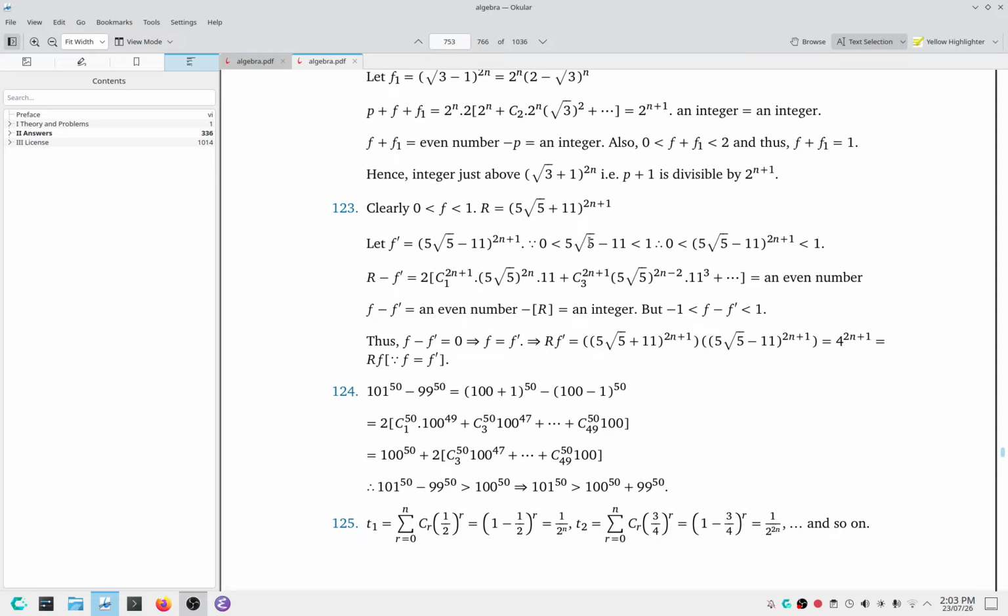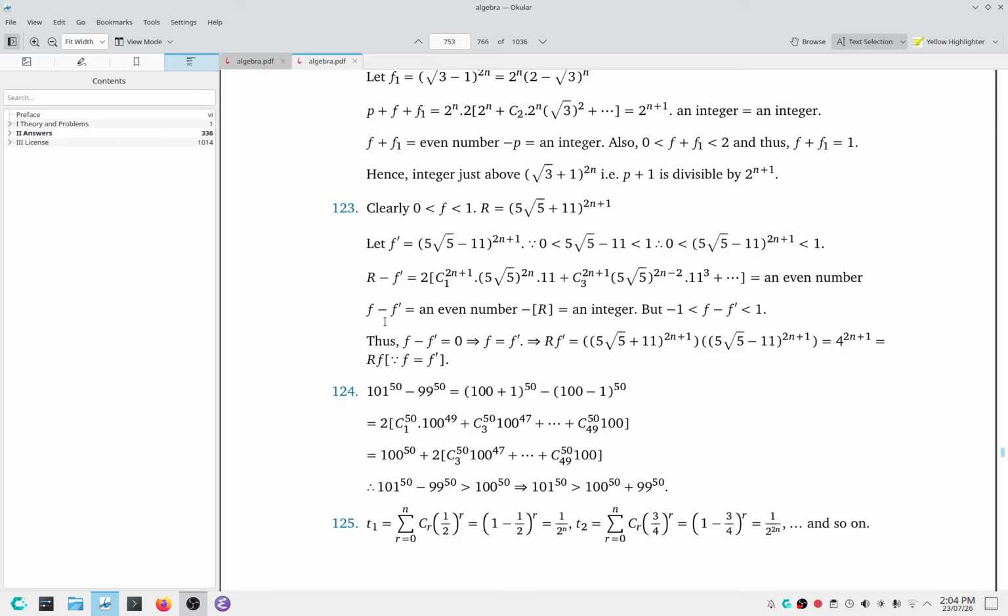So what will you get? You will get 5 fives are 25, 5 twenty-fives are 125, minus 121, that is 4 in the numerator, and the denominator would be 5 root 5 plus 11. So clearly it lies between 0 and 1. So we raise it to the power 2n plus 1, which will also lie between 0 and 1. Now we compute R minus f, which is equal to 2 times (2n plus 1 C1 (5 root 5) to the power 2n plus 2n plus 1 C3 (5 root 5) to the power 2n minus 2 times 11 to the power 3 and so on), which will be an even number.